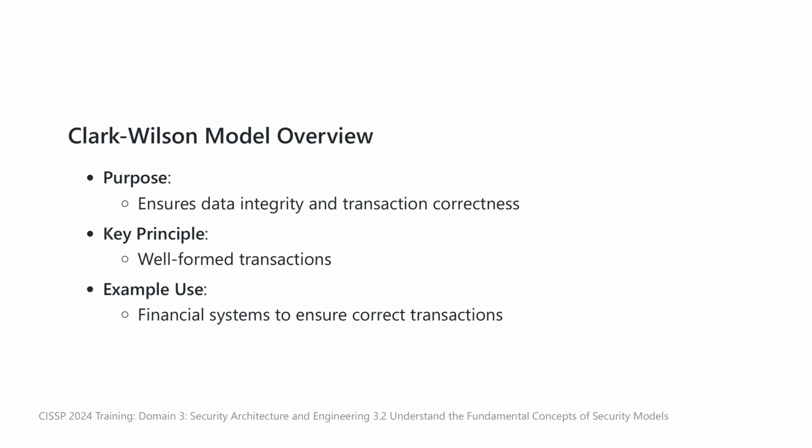The Clark-Wilson model focuses on data integrity by ensuring that transactions are carried out correctly. The primary aim of this model is to maintain the integrity of data and ensure the correctness of each transaction. It emphasizes well-formed transactions, which are procedures that transform data from one consistent state to another.